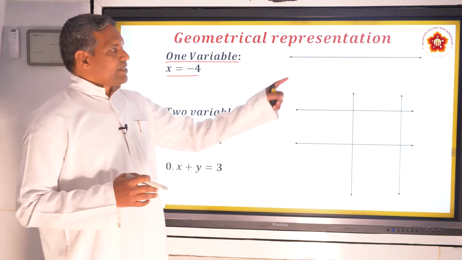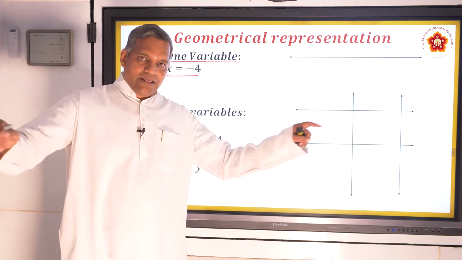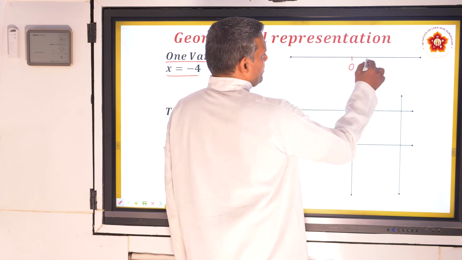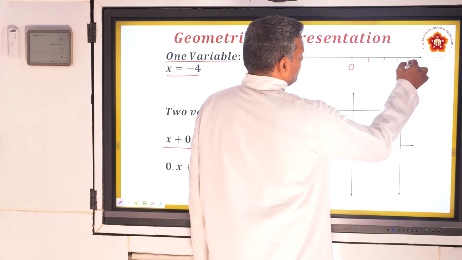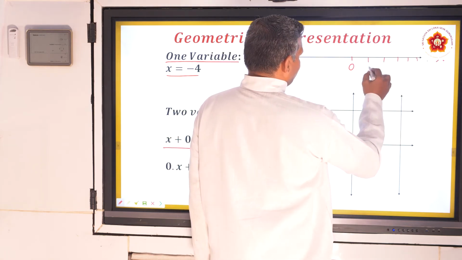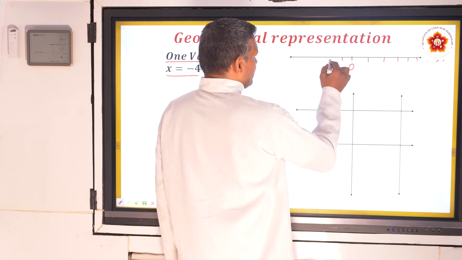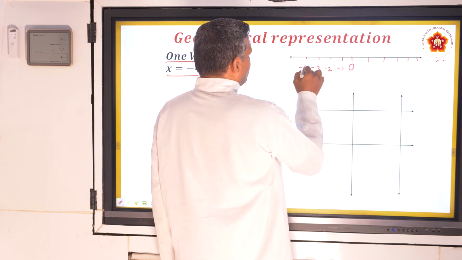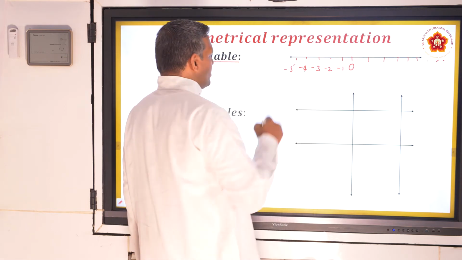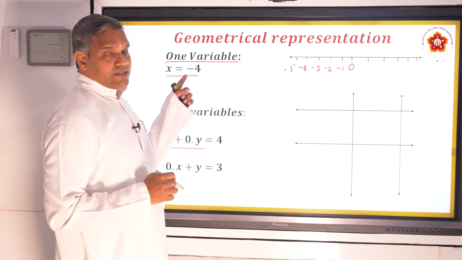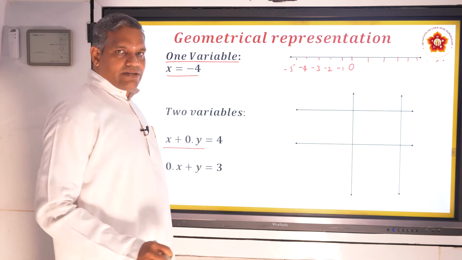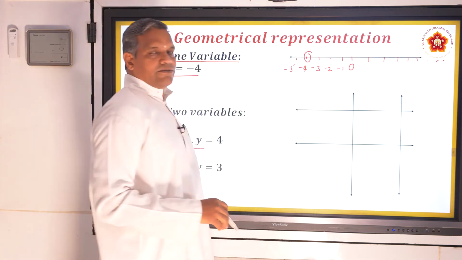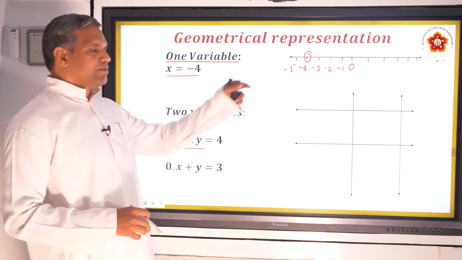It can never be represented on a Cartesian plane, it can be represented on a number line, that's it. So take a number line: 0, 1, 2, 3, 4, 5, and so on. Similarly minus 1, minus 2, minus 3, minus 4, minus 5, and so on. So where should I represent x equals minus 4? I have an exact location on a number line, which is minus 4. This you know from 6th.